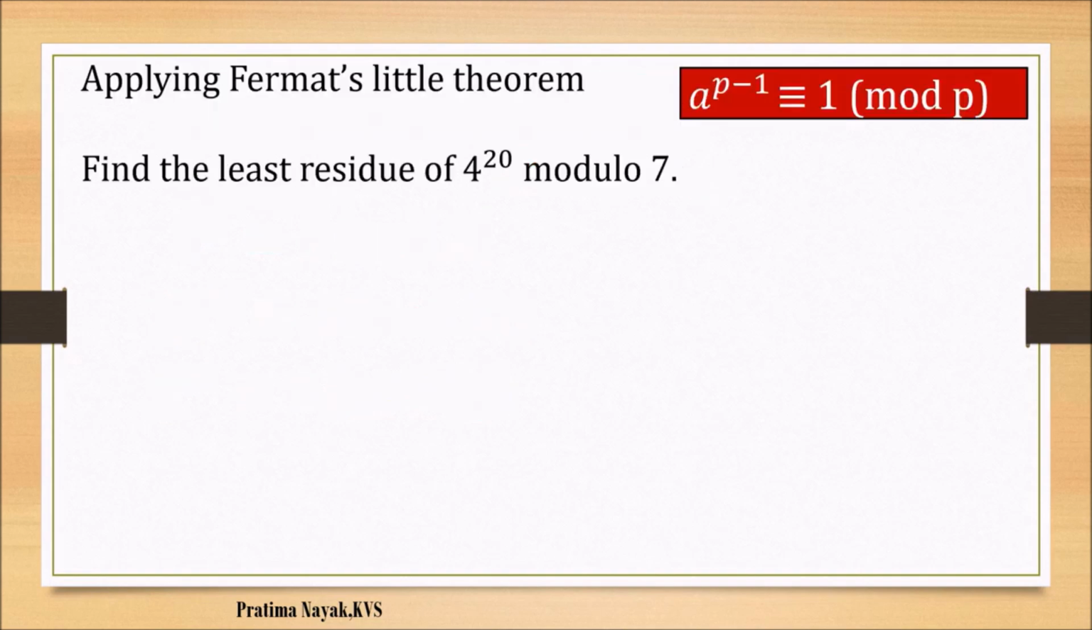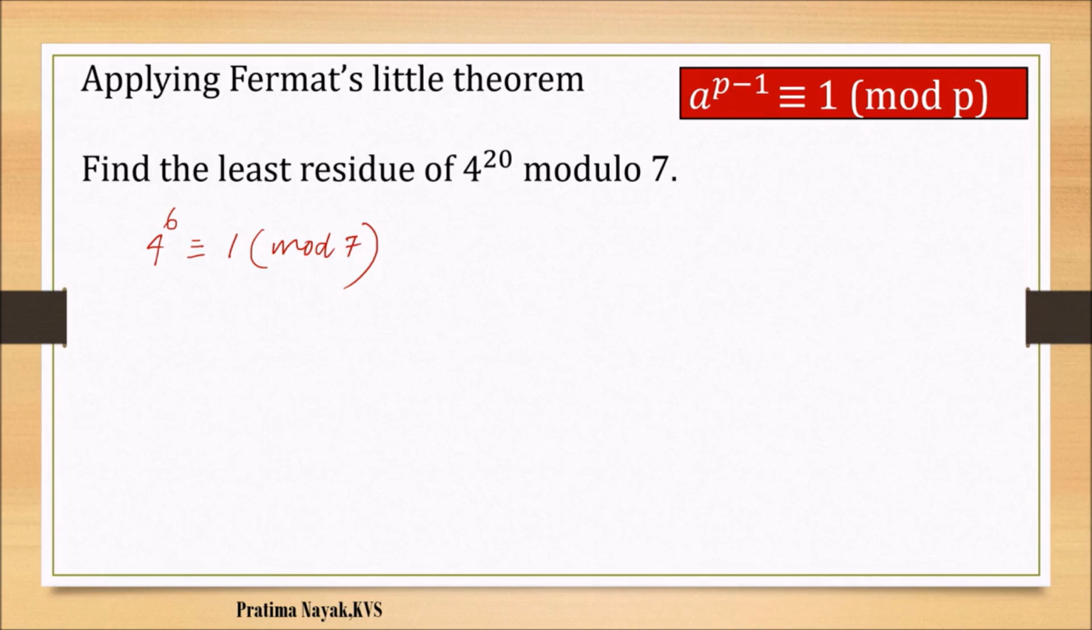So let us solve some examples or questions. Find the least residue of 4 raised to the power 20 modulo 7. Applying this theorem, A raised to the power P minus 1 is equal to 1 modulo P, I can write 4 raised to the power 6 is congruent to 1 modulo 7. 7 is a prime number and 4 and 7 are co-prime.